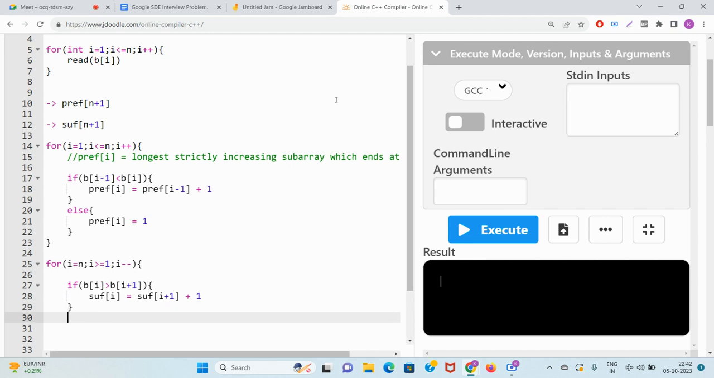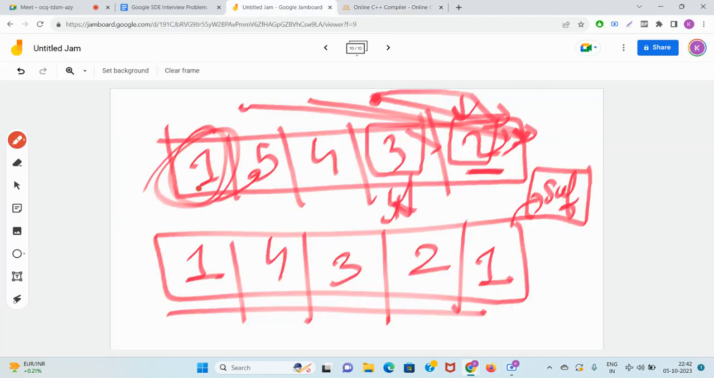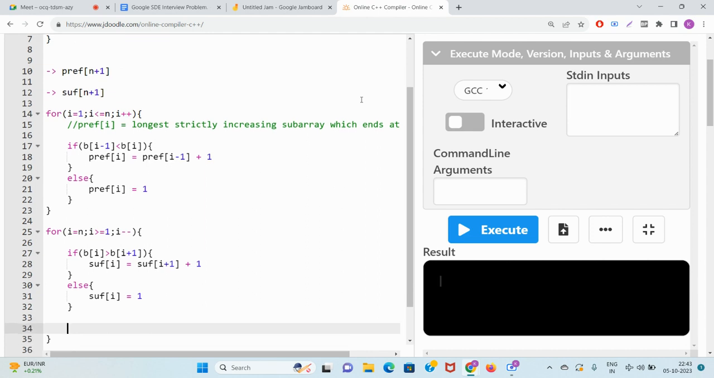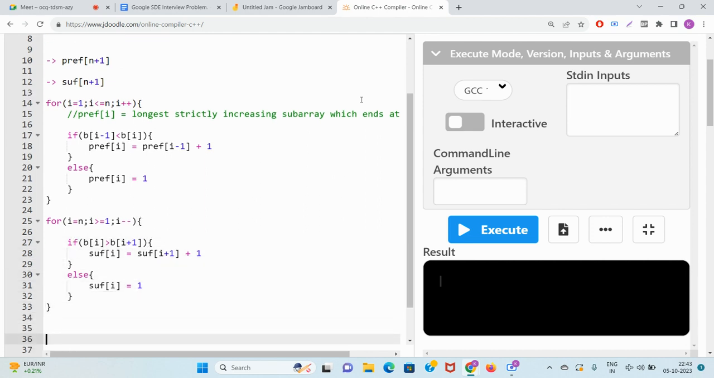If this is not the case, meaning your current element b of i is less than or equal to b of i plus 1, then a decreasing subarray doesn't form, right? So then just write suf of i equal to 1. Only the current element is valid. If you take the max of all the suf of i, you will get the longest decreasing subarray.